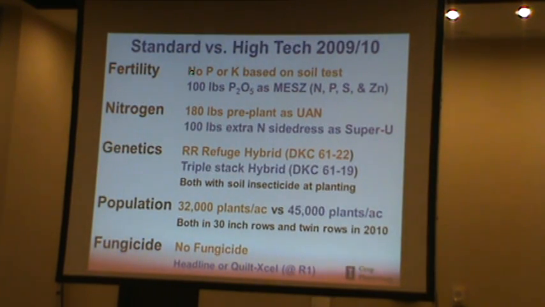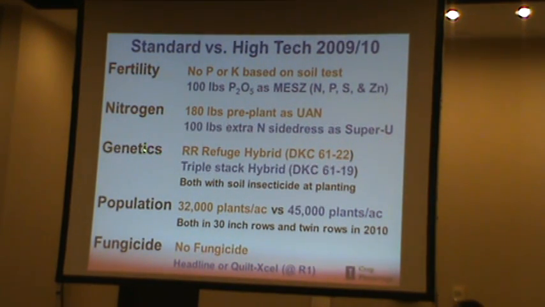So on the standard side, either I was blessed with a high soil test, so I didn't put any P or K, or I put it on maintenance in the fall. On the nitrogen side, I used 180 pounds of pre-plant N as UAN. And that would generally be a pretty good practice. In my state, we do that in the fall for convenience's sake, which isn't quite as good.